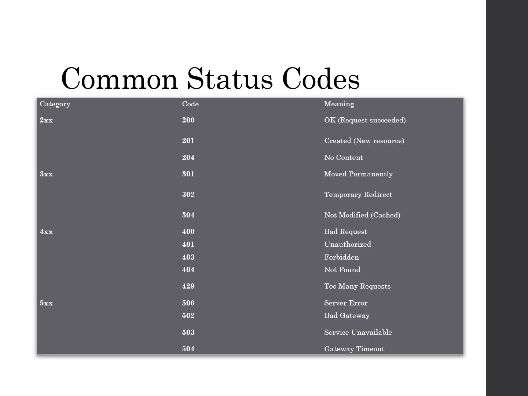Now, this is a big table here, and I'm not going to go through all these, but some of the main ones that you'll run into are 200, okay. You might also see 201, which is created. Now, at the 300 level, you might see 301, which is moved permanently, or you might end up having a 302 temporary redirect. Now, with 400, often the most popular one that you're going to see is 404, not found, or 403, forbidden. And with 500, the most often that you're going to see is 500, which is a server error, or 502 bad gateway, or even 503, which is service unavailable.